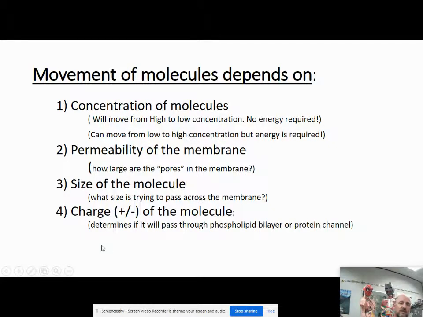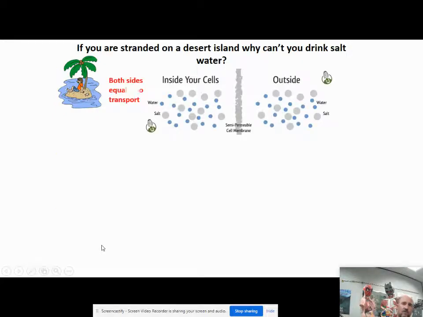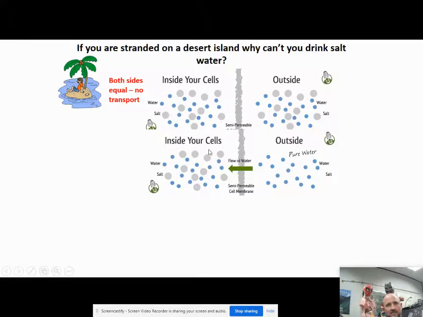I'm not going to have you guys worry about too much on that page, but we do want to talk about this one little thing. So if this is inside my cells and outside, everything's pretty equal. We have no movement, okay? This side is about the same as outside, okay? This time, inside my cells is very salty, outside is pure water, and where does the water want to go? It wants to make this less salty, so it's more like this side, so all the water is going to go in here. My cell would swell up really, really big.